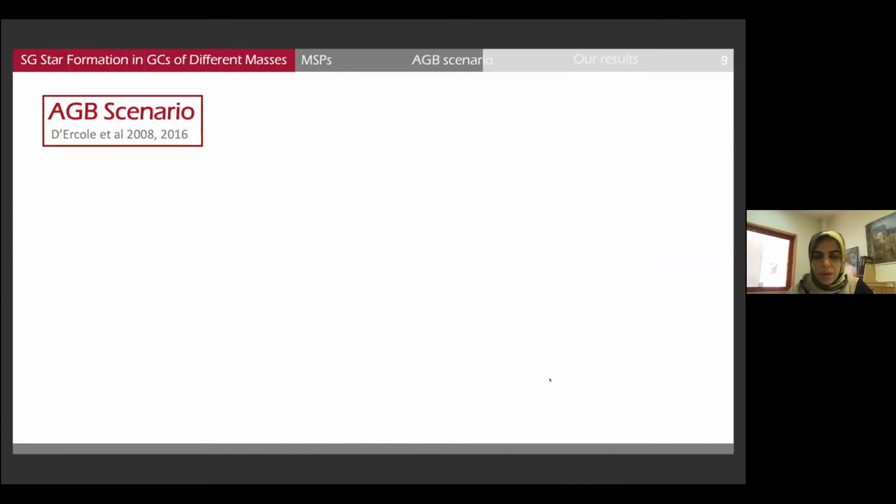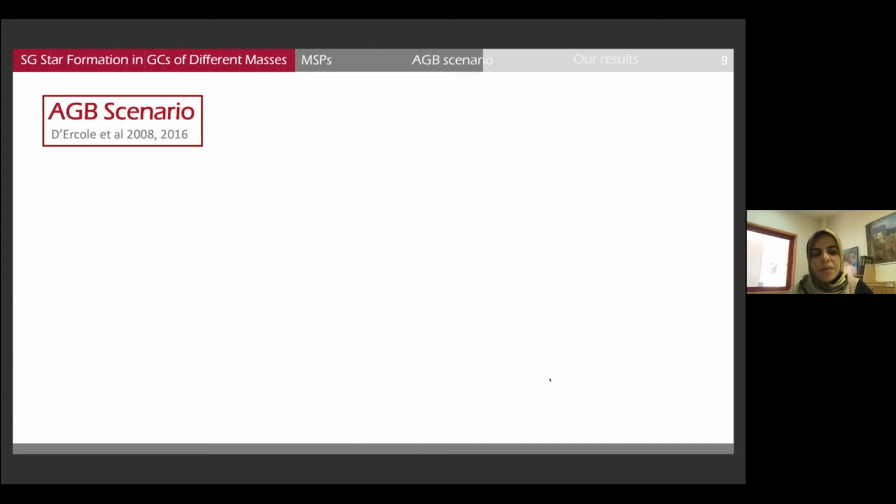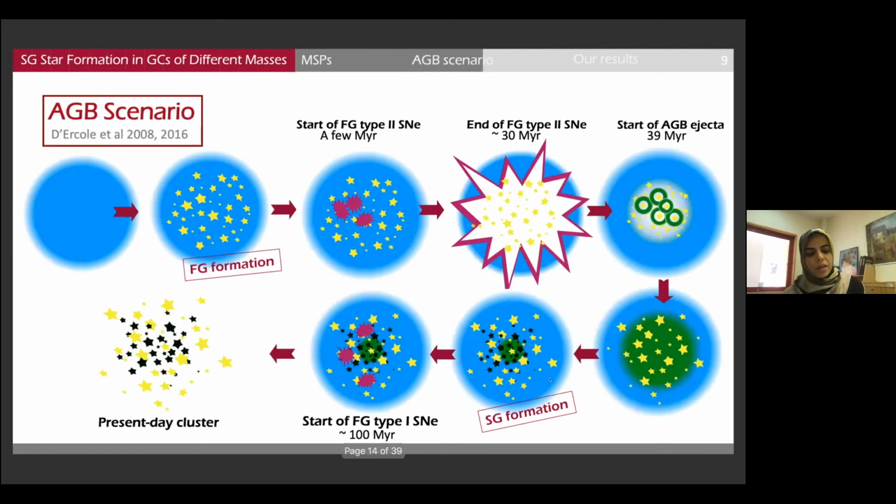But in my talk, let me say that there are many problems with all of these scenarios, and none of them have been able to explain the observation. In the rest of my talk, I will focus on the AGB scenario. And here you can see the different stages of the AGB scenario.